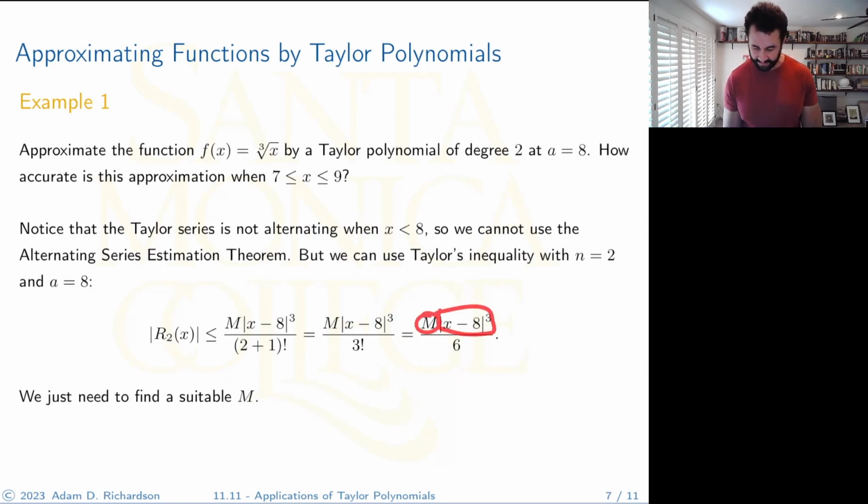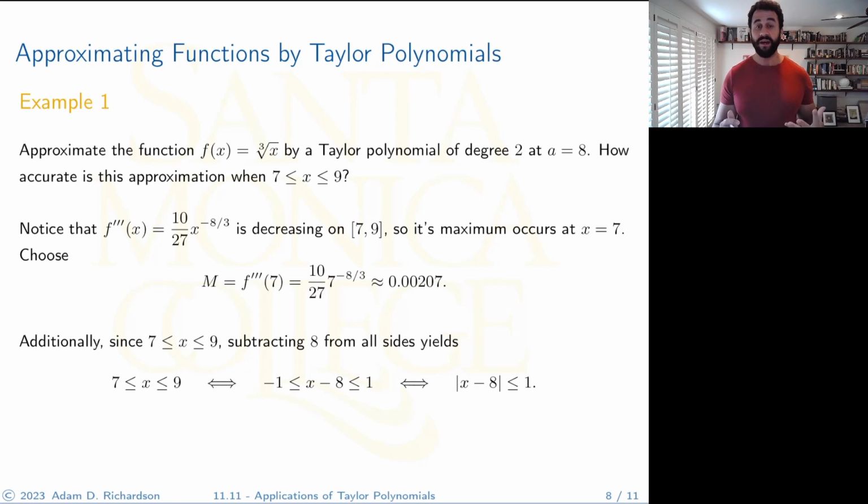Now we need to get a value for x minus 8. And remember, this is an inequality. Inequalities are more flexible. They're not like equalities where you're rigidly tied to equality. We just need to find an upper bound for x minus 8 cubed. Well, how do we do that? We investigate the bounds that we're interested in.